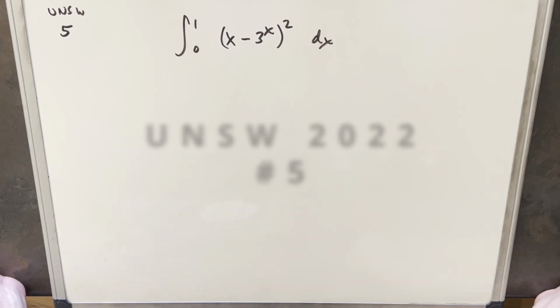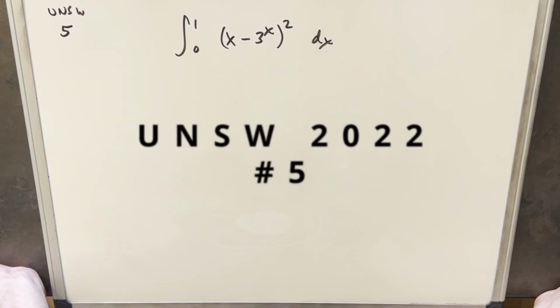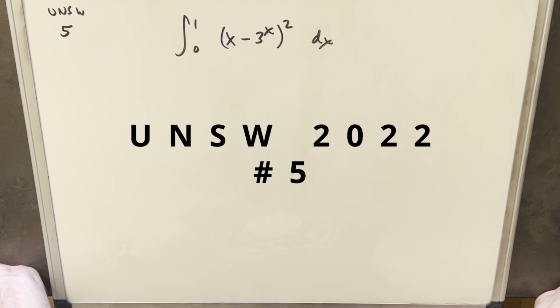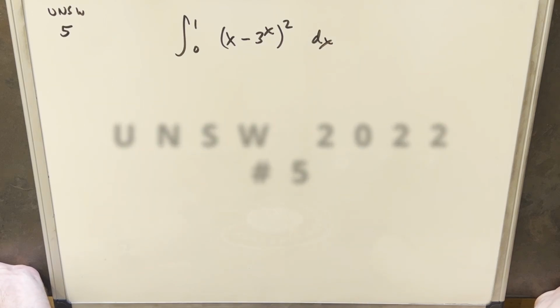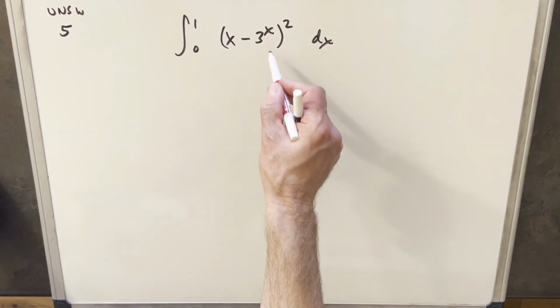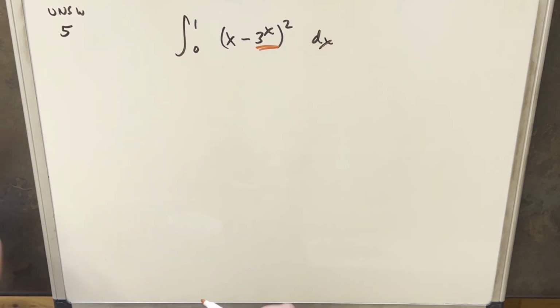Hey, we have here another integral. This one's from UNSW 2022, problem 5. We have the integral from 0 to 1 of (x minus 3 to the x) all squared dx. I thought this was a little unusual, mixing just the x with the x in the exponential like that.